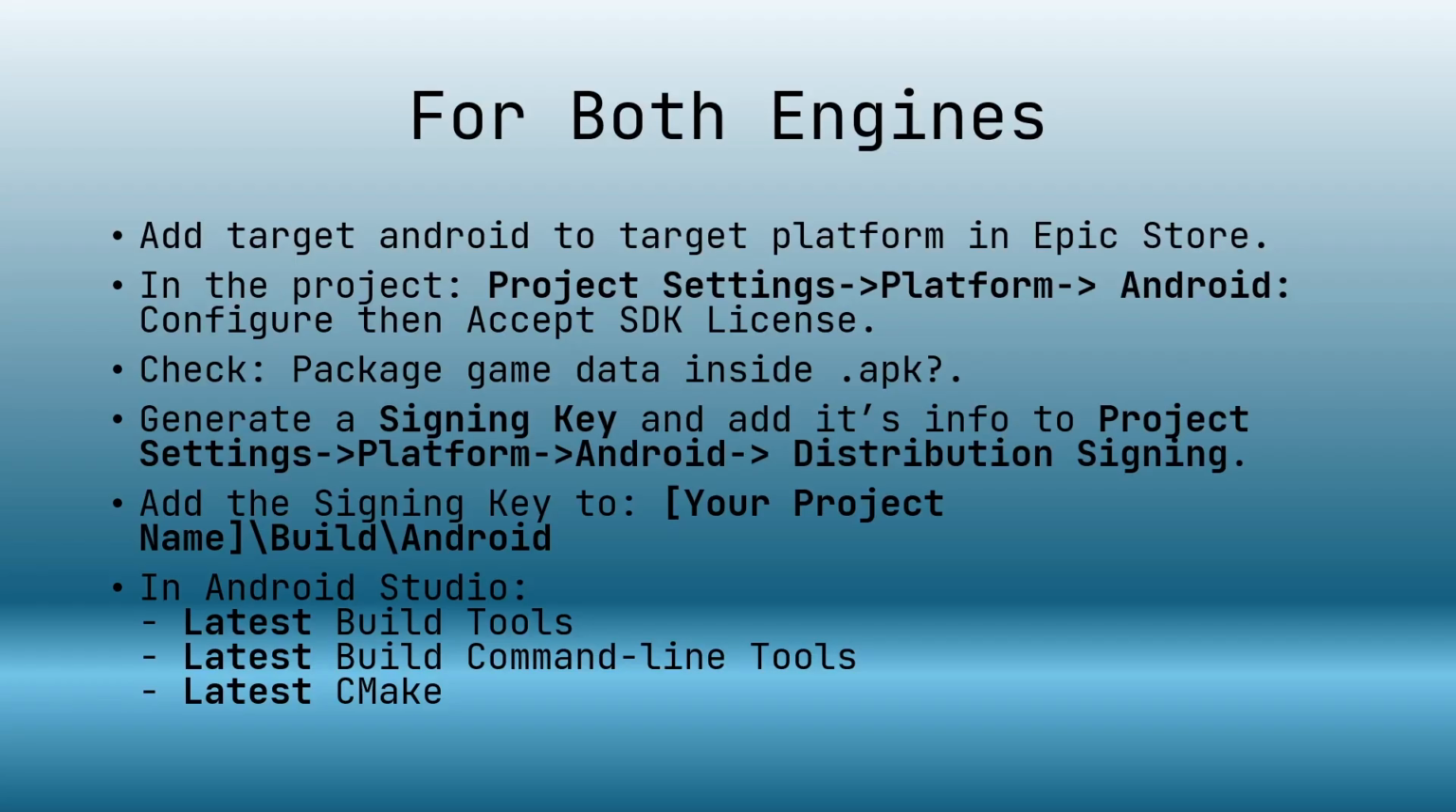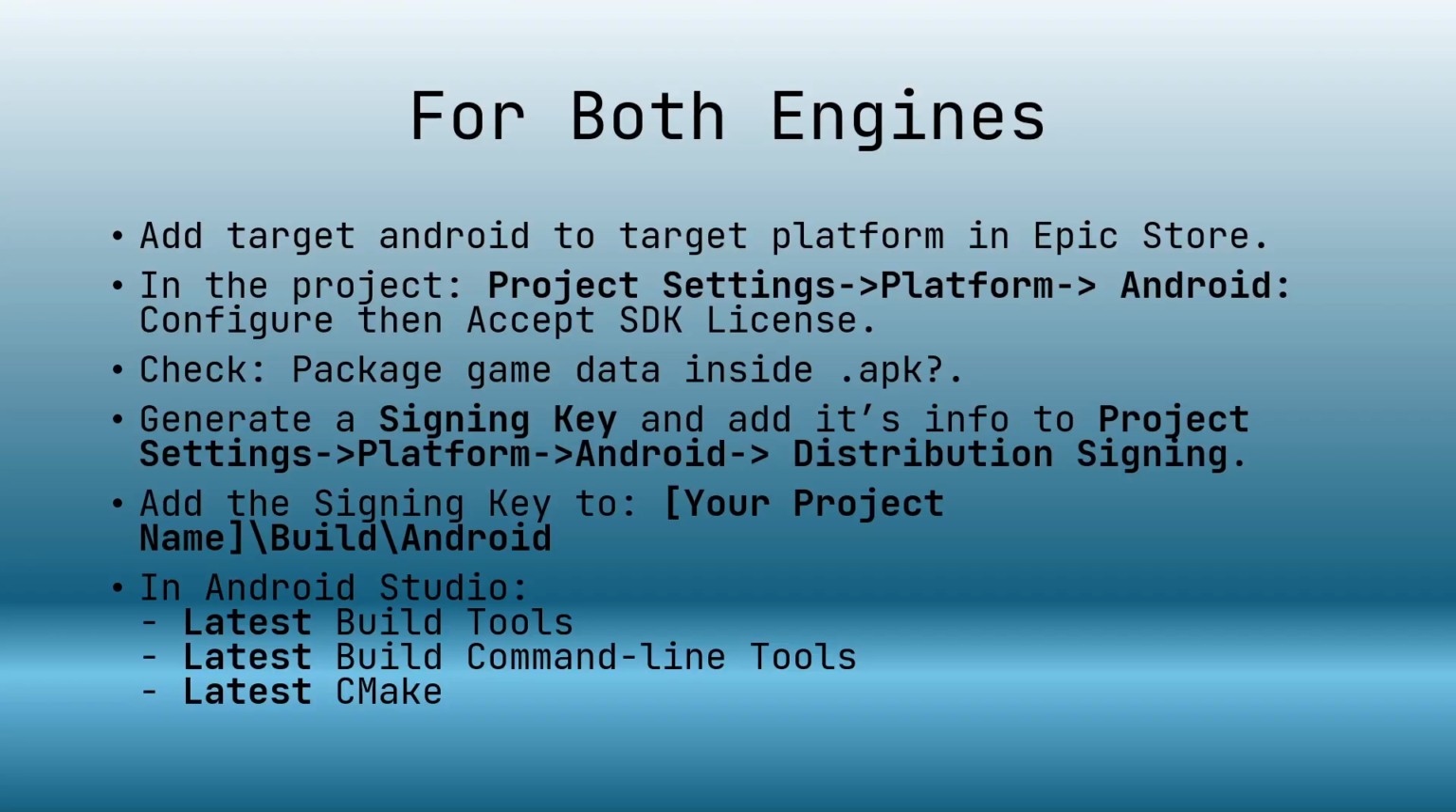So to sum up, for both engines, we need to add Android to the target platform in the Epic Store. We need to go to Project Settings, Platform, Android, click Configure and Accept License. Also check Package Game Data inside APK. We need to generate a signing key and add the key info into Project Settings. Also, we need to put the key in the project name, Build, Android directory.